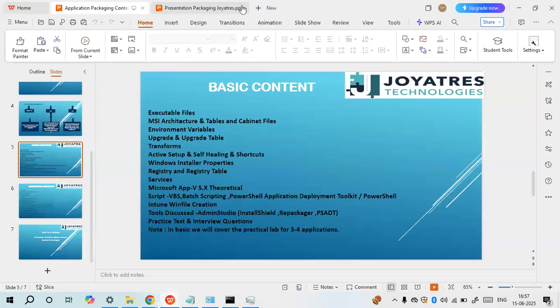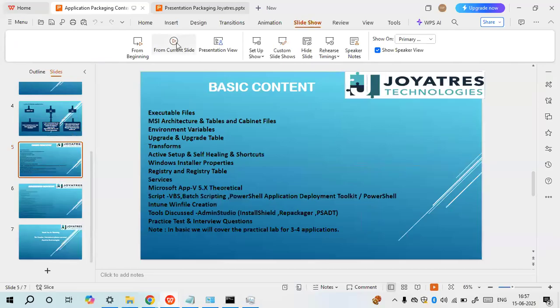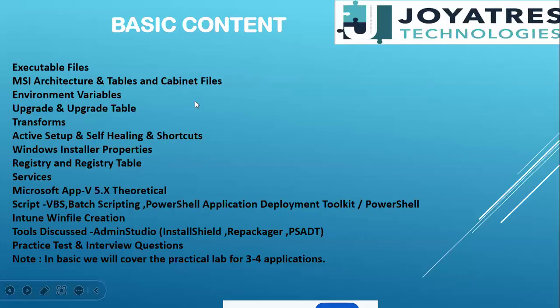So I will be showing you the basic content which we will be covering. We have our training in two particular terms you can do. One is basic, another is advanced. Also, you can go through any one of the trainings whichever you feel is suitable for you. In the basic content, we will be covering executable files, which is .exe, which I just showed you. Then the MSI application I showed you.